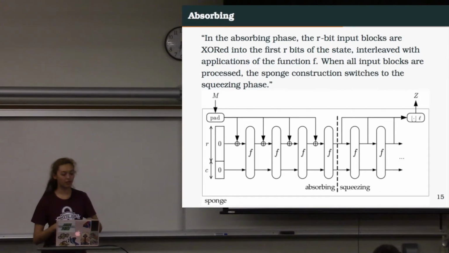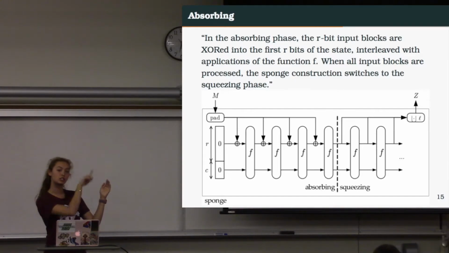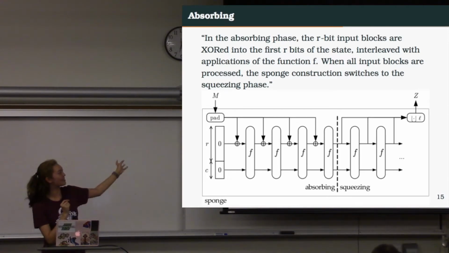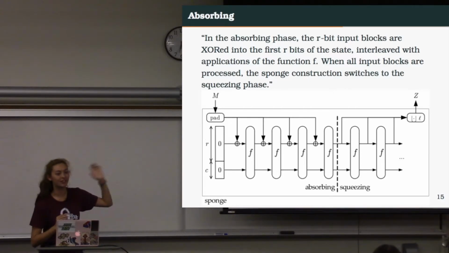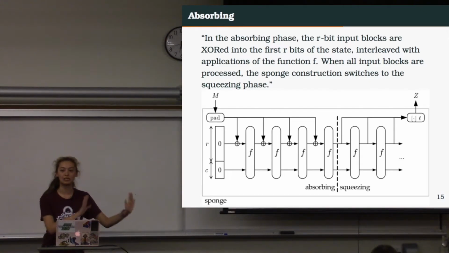In the absorbing phase, the R bit input blocks that we talked about earlier are XORed into the first R bits of state and then interleaved with applications of F, right? You can see this weird symbol with the arrows, a plus sign and a circle. That's an XOR. I'll explain that on the whiteboard in a second. Yeah, there's a pen here. Cool. And then they are put into F, and then they do it again, and then they put it into F, and then they keep doing that. And then when all the input blocks are processed, the sponge will switch to the squeezing phase.